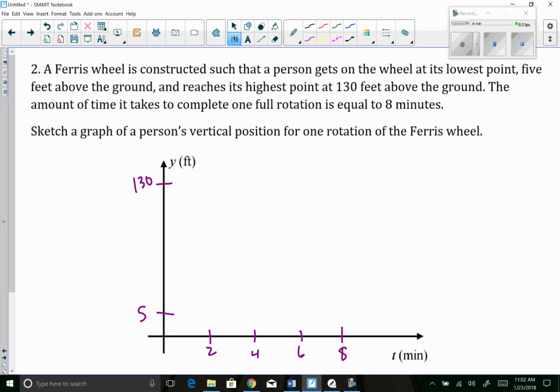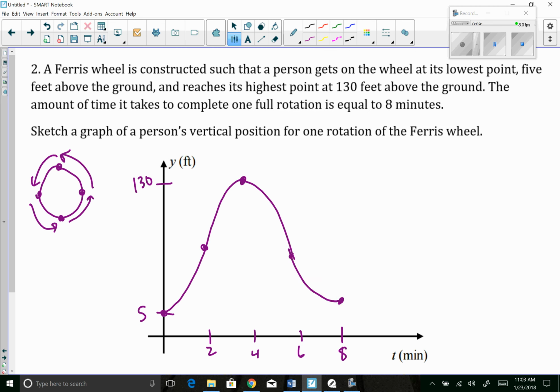And it says to sketch a cycle of the person's vertical position after rotation. So if I start at the minimum point on a circle, it then says that it rotates. It doesn't actually tell us what direction it rotates because it really doesn't matter. Because if I start here, after a quarter turn I'm halfway. After a half turn, I'm all the way at the top. After another quarter turn, I'm halfway again. And then after a full rotation, I'm back where I started.